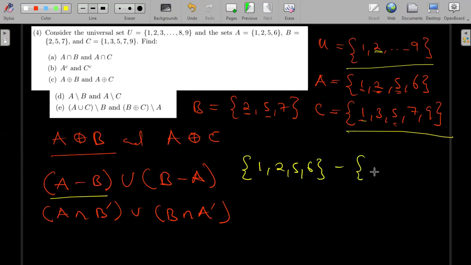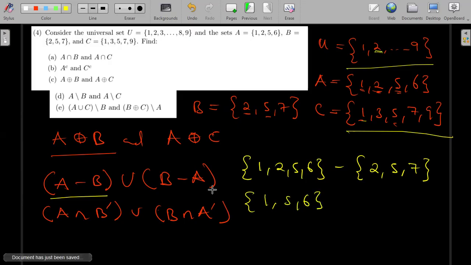Then here my B. My B is 2, 5, and 7. 2, 5, and 7 is my B. So now after this, I remove elements that are common. I'm going to remove the 2 and the 2 there, and I just remain with what in A? I remain with 1, I'll remain with 5 and 6.